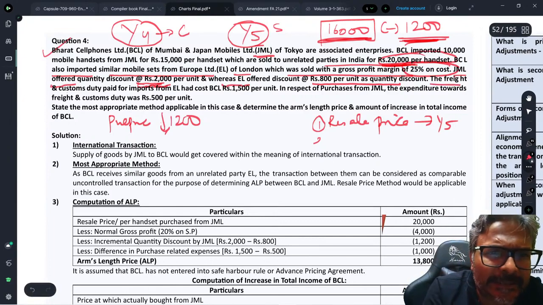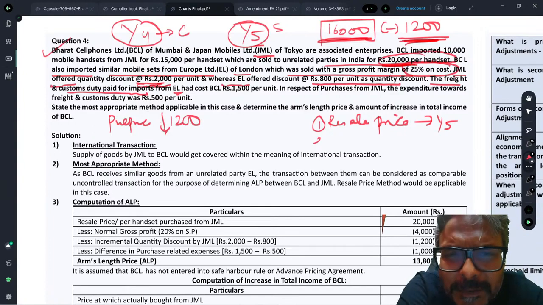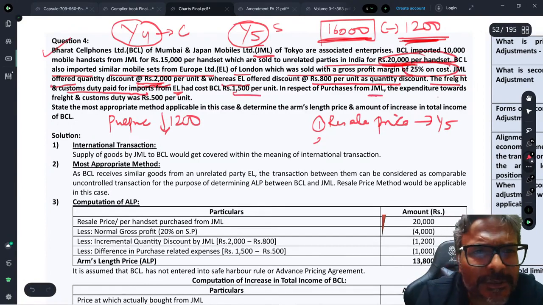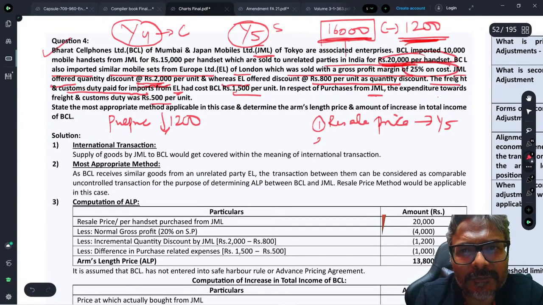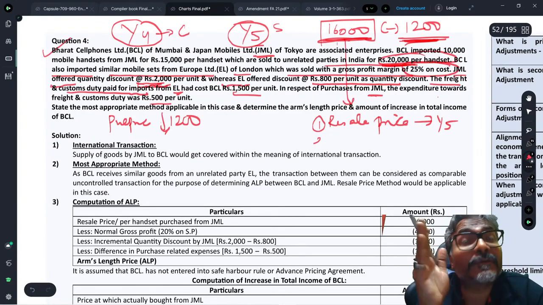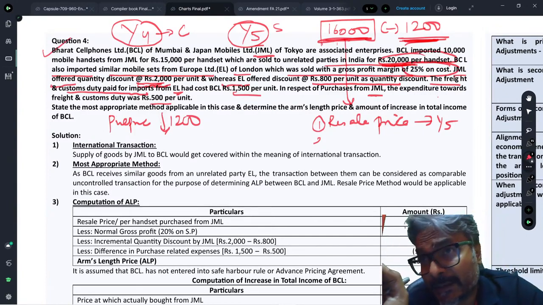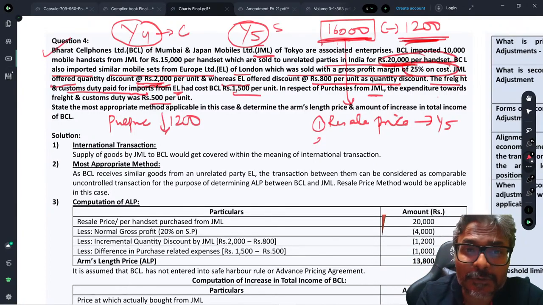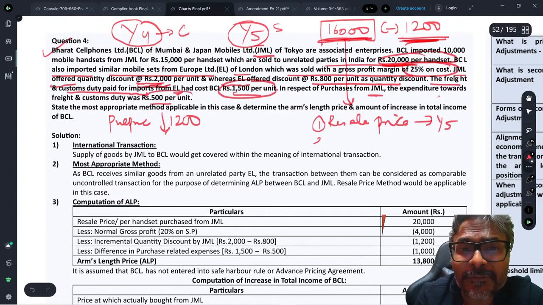After that, the freight and custom duty paid for import from EL. Who is EL? EL is your unrelated party. How much is the freight and the custom duty that you have paid? 1500 per unit. In respect of purchase from JML, the expenditure towards freight and custom was 500 rupees. Your purchase price of 16,000 which you have determined has a higher amount of cost, because it is determined after taking into account the quantity discount and the debit of freight and custom duty of rupees 1500 per unit, whereas here my debit is only 500 per unit.